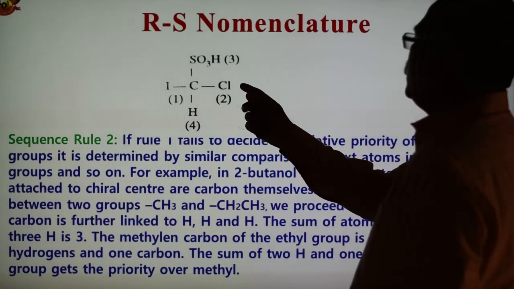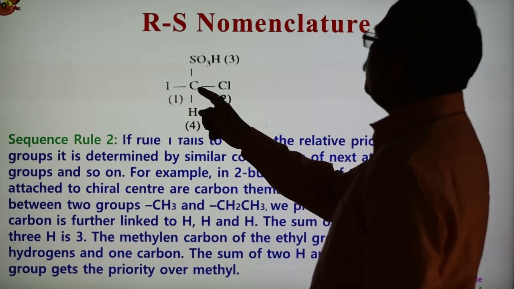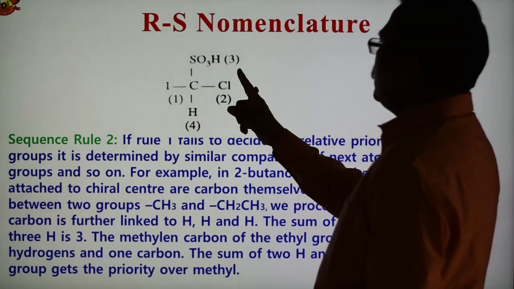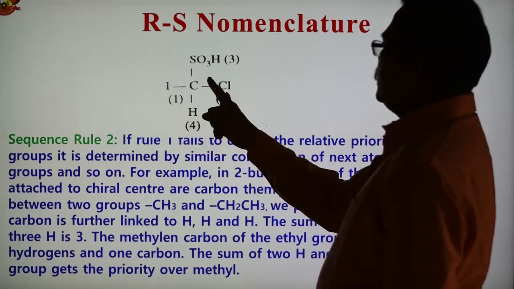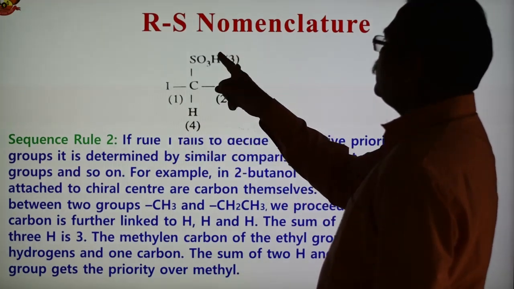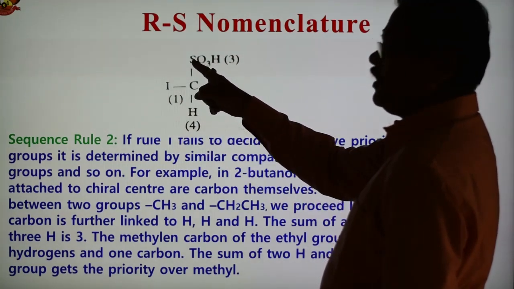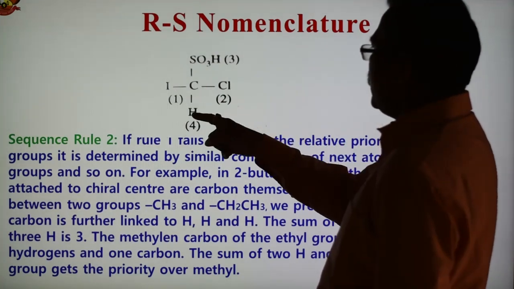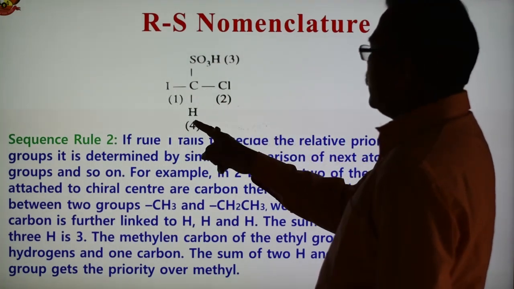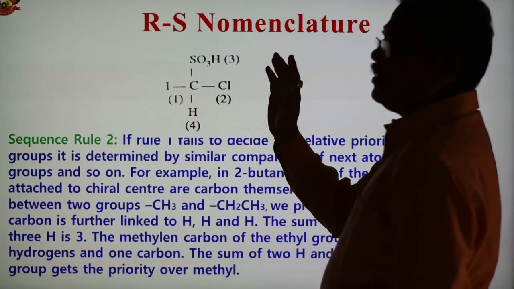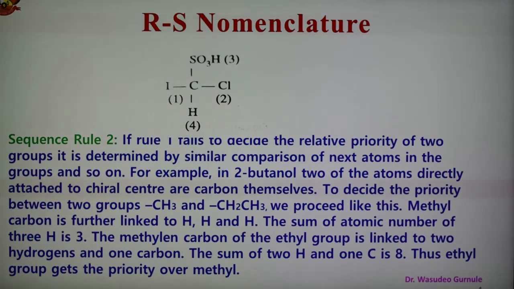See the structure: chloroiodomethane sulfonic acid. Number 1 is iodine first, then Cl 2, and then 3 is the SO3H group, where sulfur is attached. This sulfur, iodine, Cl, and hydrogen are attached to this asymmetric carbon, and the last priority, number 4, is the hydrogen. Atomic number is 1.